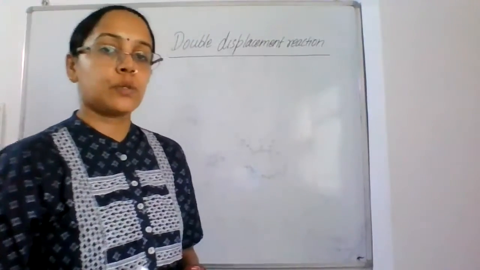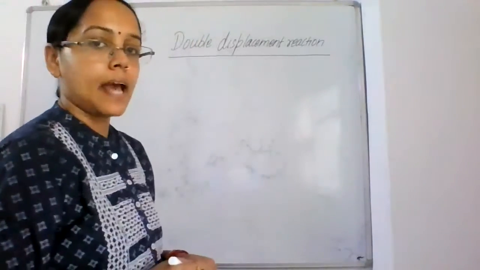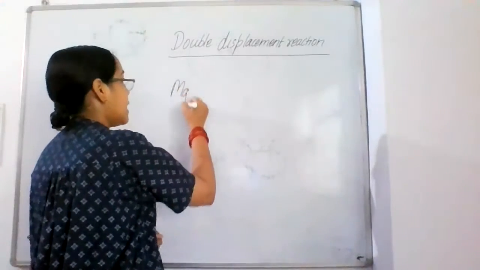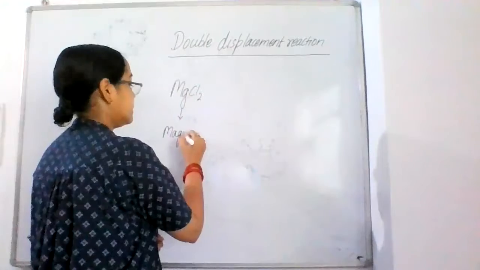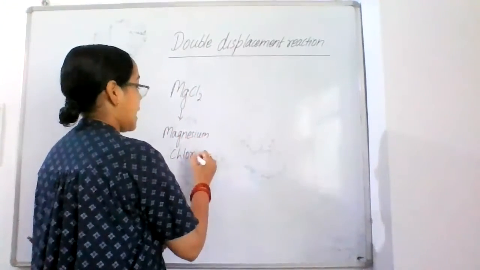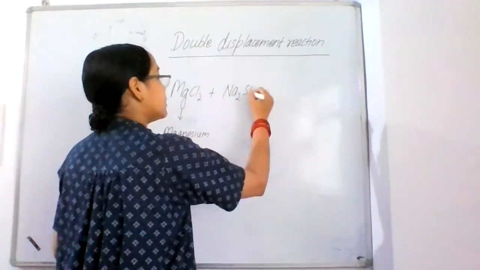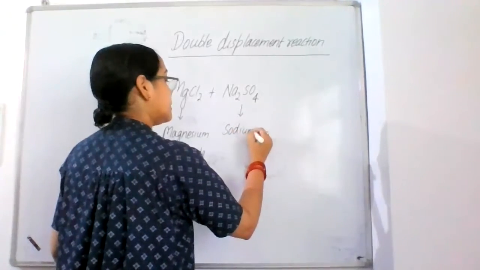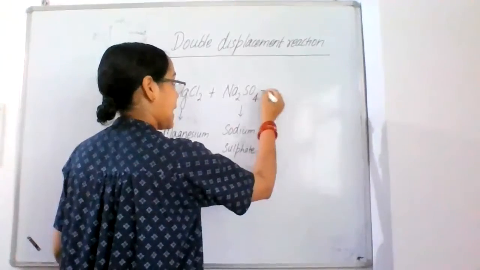So today I am going to explain double displacement reaction. First, I am going to explain an example related to it. I have taken two salt solutions: MgCl2, which is called magnesium chloride, and the second salt is Na2SO4, which is called sodium sulfate.